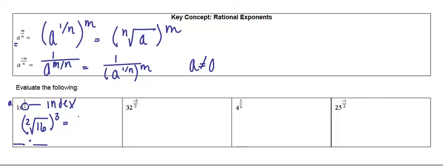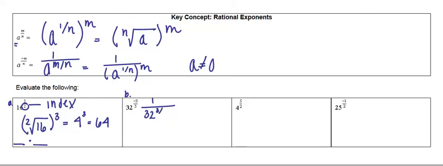Now, we need to say what number times itself is going to give me 16, or what's the square root of 16? Hopefully, we recognize that that's 4. I'm going to leave that power of 3. So 4 raised to the power of 3 gives me 64 as our answer.